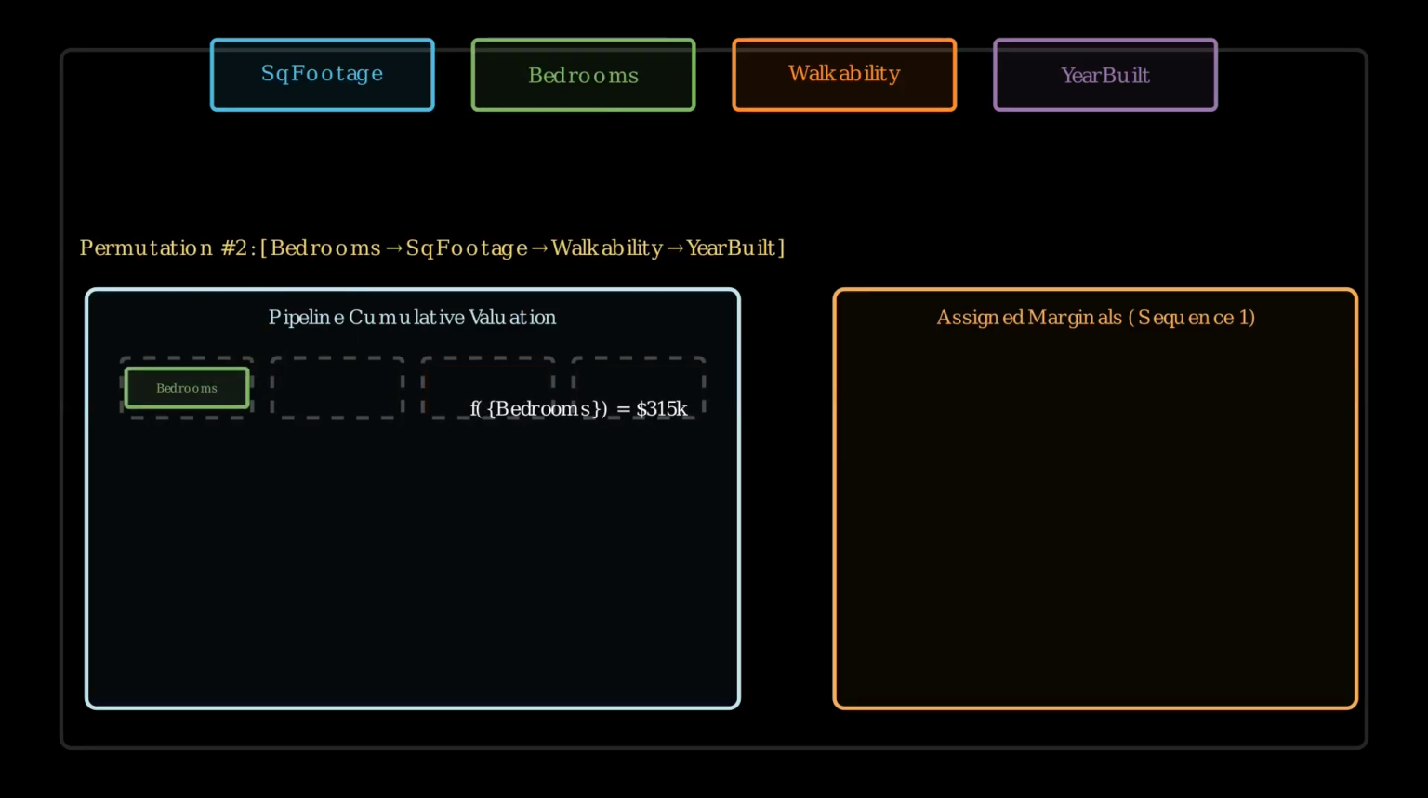Now let's flip the priority order. What happens if bedrooms arrives first, before we even establish the size of the house? Adding bedrooms to an unknown footprint only provides a minor $15,000 bump. But when square footage is added second, it justifies the existing rooms and validates the space. The valuation shoots up by $195,000. The remaining features join, bringing the final asset back down to the identical grand coalition outcome.